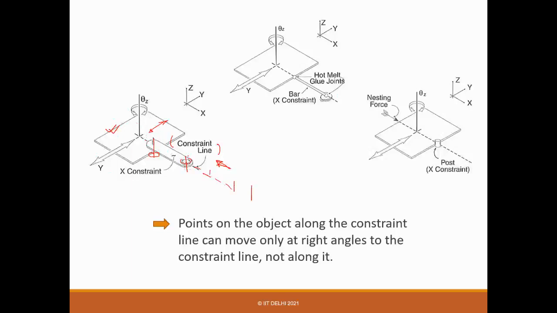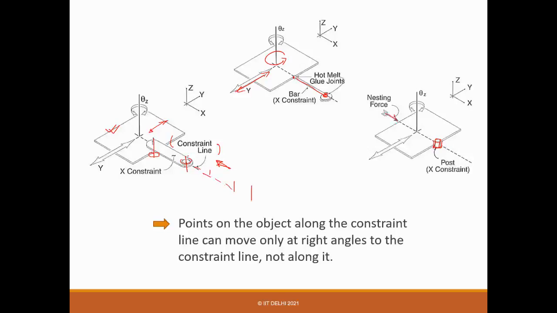Similarly, you can also put a bar and then put a glue, right? Or simply take a pin and either join with a spherical joint, or in this case you are just putting a hot melt glue joint. You will get the same result. You have motion along this direction and then this rotation. Similarly, if you simply put a post, a mechanical stopper, somehow you just put it there and you make a contact.